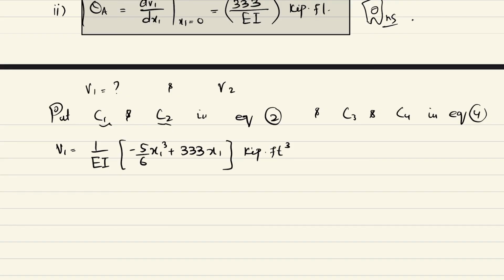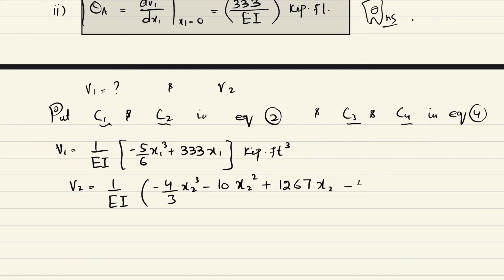And when you put C3 and C4 in equation 4, you will get V2 is equal to 1 over EI into minus 4 over 3 x2 cube minus 10 x2 square plus 1267 x2 minus 10333, kips into cubic feet.